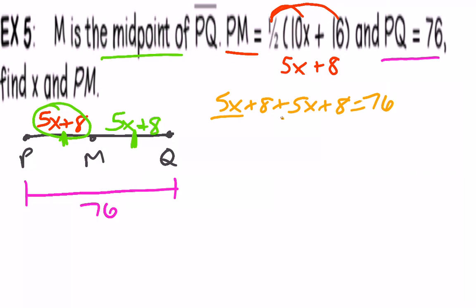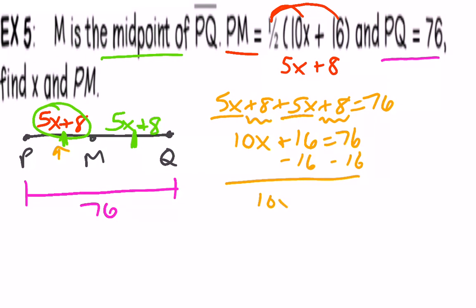And we can combine like terms because the variables are on the same side. 10x, combine your 8s, so 16. You might also be thinking that really we could have just doubled the 5x plus 8. That's also totally fine. And subtract 16. And divide by 10. So I get x equals 6. Reread your question. It said find x. We found x. And now we need to find PM.